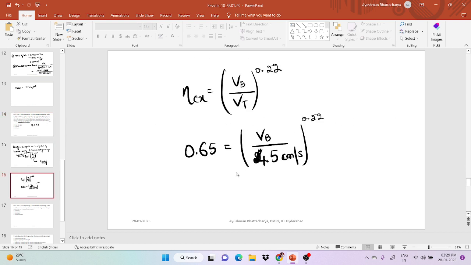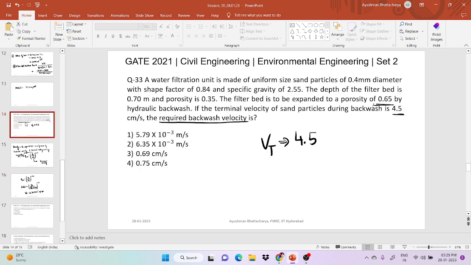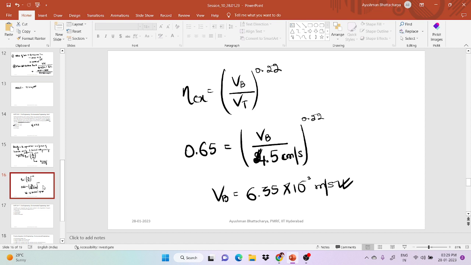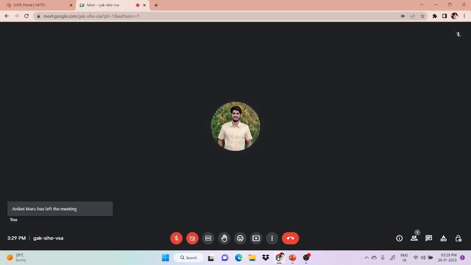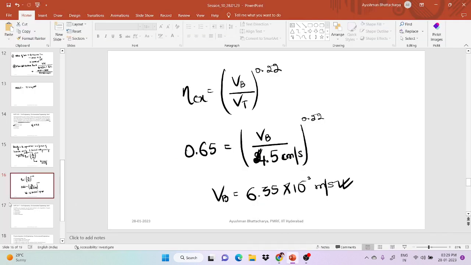So from here you can get the backwash velocity as 6.35 into 10 raised to minus 3 meter per second. Okay, this is the backwash velocity. So option 2 is the solution: 6.35 into 10 raised to minus 3. Okay. So now let's go to the next question.